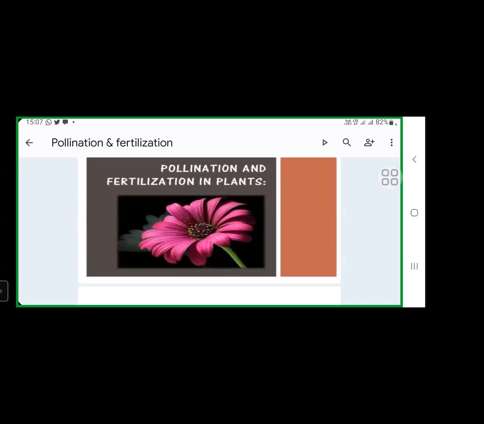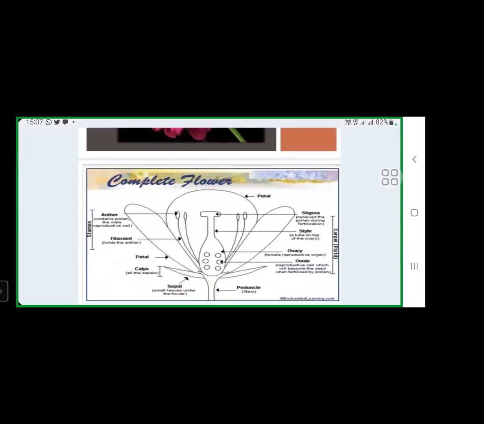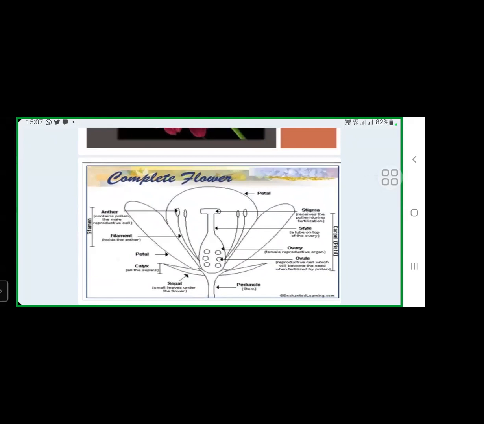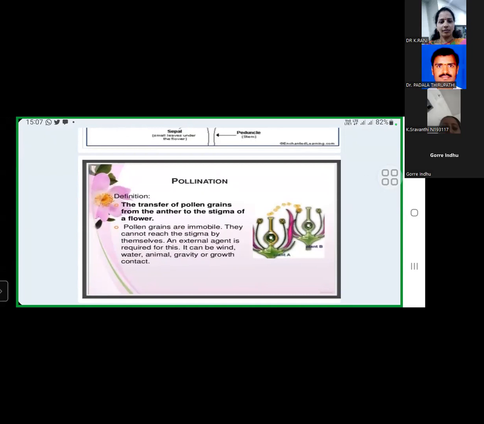Generally, this is the complete flower of an angiospermic plant. The parts of the flower are the anther, filament, petal, calyx, sepal, pedicel, ovule, ovary, style, and stigma.